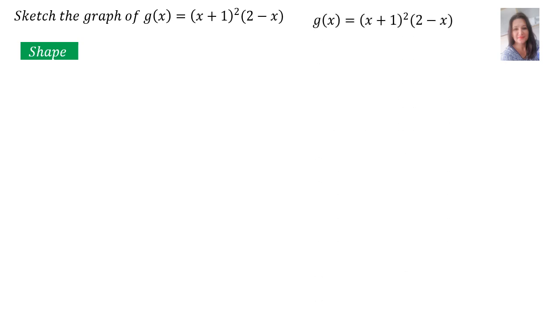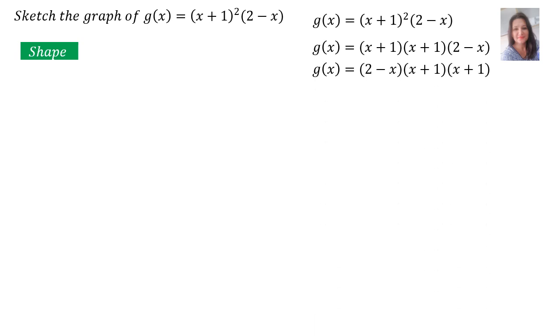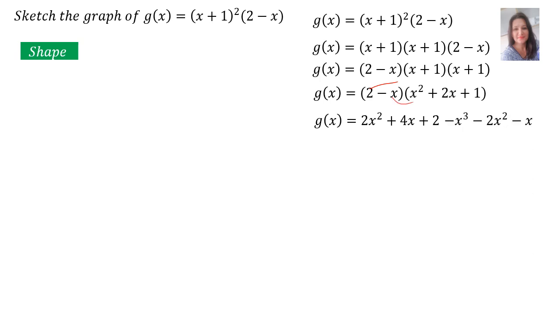Now, let's see. (x plus 1) squared becomes (x plus 1)(x plus 1). And then I want to multiply out. So I'm going to put the (2 minus x) in front, and the two last brackets I will quickly FOIL out. It becomes x squared plus 2x plus 1. Now, I will take the 2 and multiply it into all three, and I end with 2x squared plus 4x plus 2. And then the negative x I will multiply into all three, and I end with minus x cubed minus 2x squared minus x.